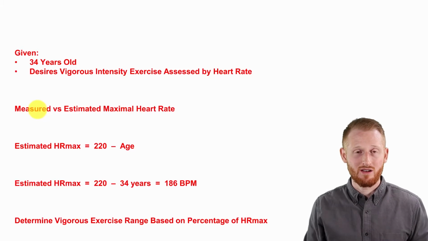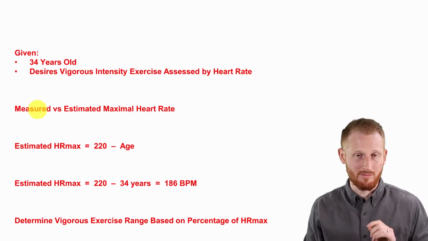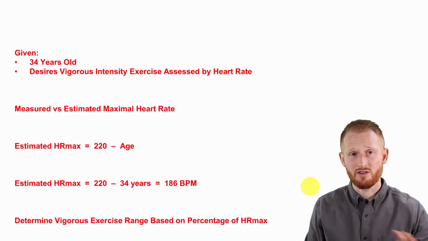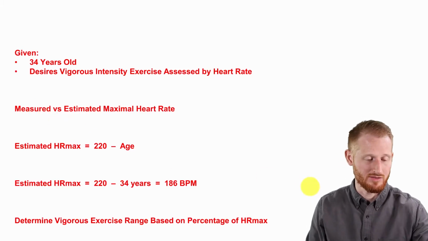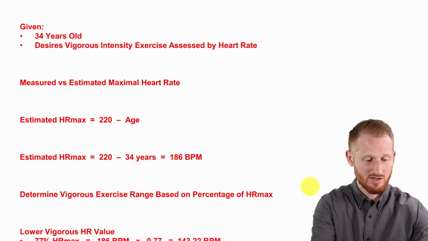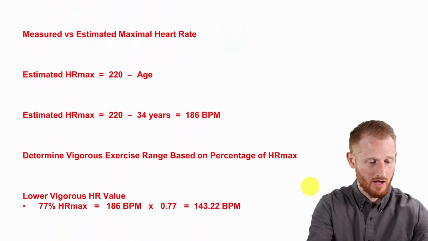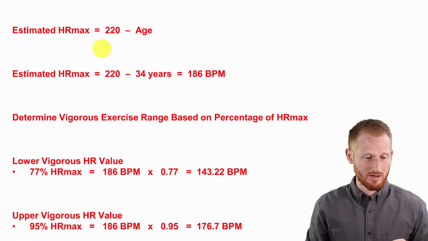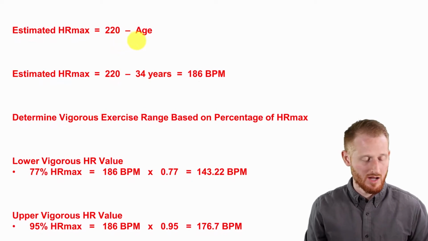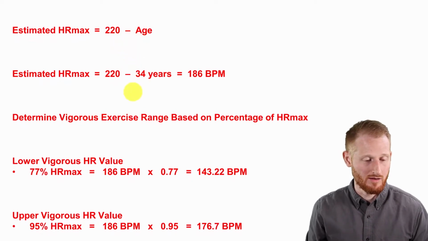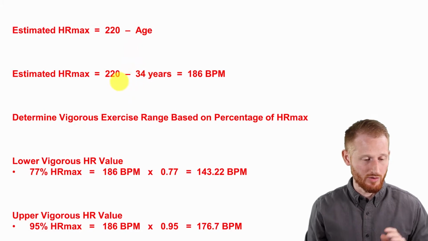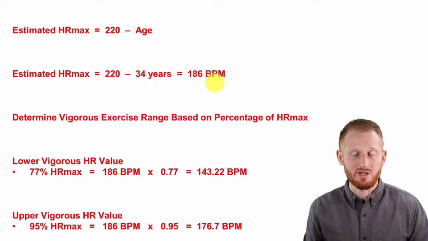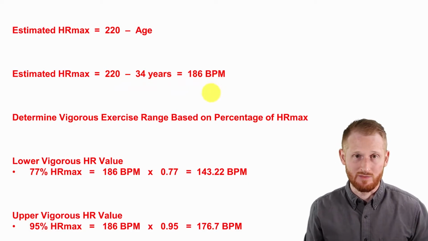So an estimated heart rate max is what we're going to be working with here, because that's typically what you're going to have. There are several calculations out there on how to do heart rate max estimations. We're going to stick with probably the simplest and most common one, which is estimated heart rate max equals 220 minus your age. In this case, our client is 34 years old, so let's plug that in. 220 minus 34 gives us 186 beats per minute as his estimated maximum heart rate.